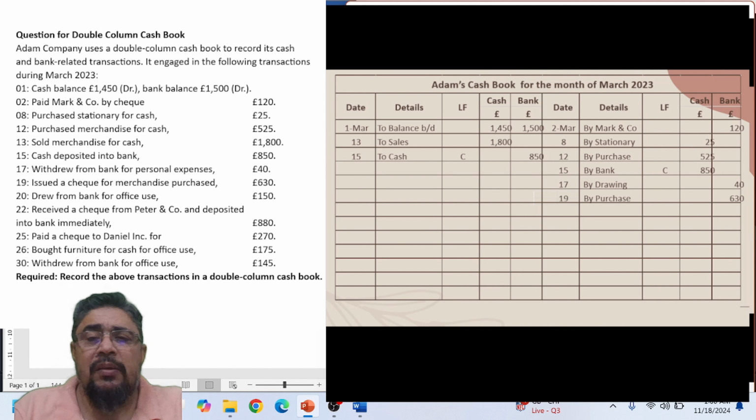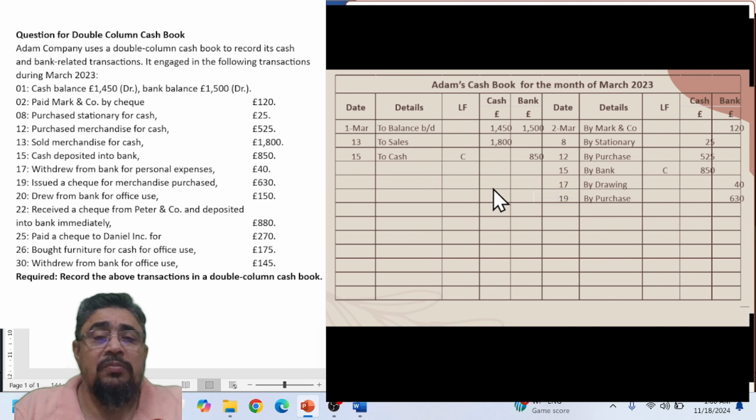So here the entry is recorded on 19th March by purchase account, and the amount we will record in the bank column of the credit side. Next, on 20th March, drew from the bank for office use. Now the amount is drawn for office use. So now it becomes a contra entry, because first of all the cash comes from the bank into the office. So it is a contra entry.